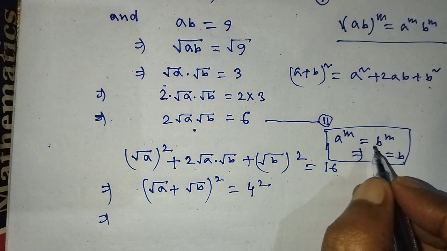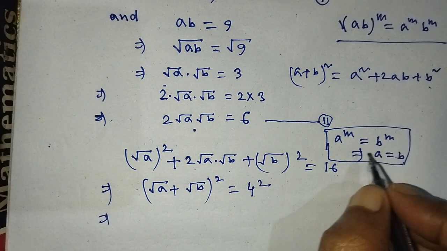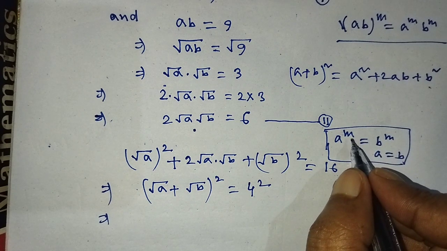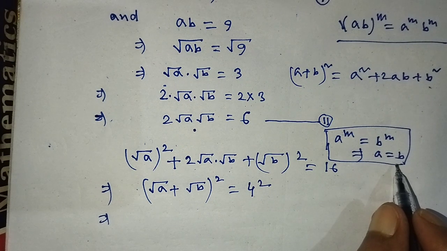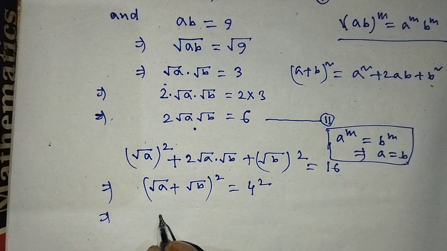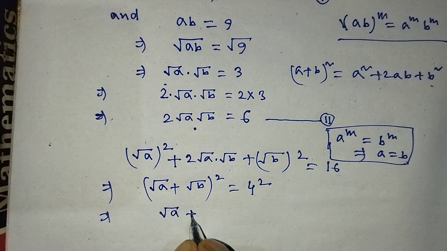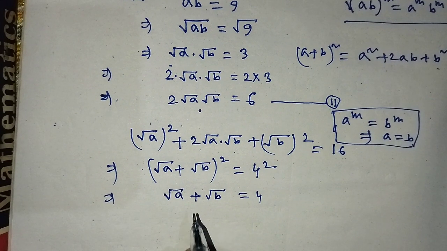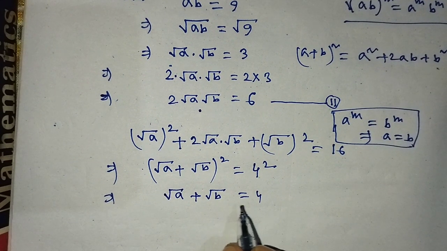Okay, in this equation, on the left hand side and right hand side the bases are not the same, but the powers are the same, so we have to cancel the power and write only the base. So this rule we have to apply on this equation. So we can write here root a plus root b is equal to 4. So student, the value of root a plus root b is 4.